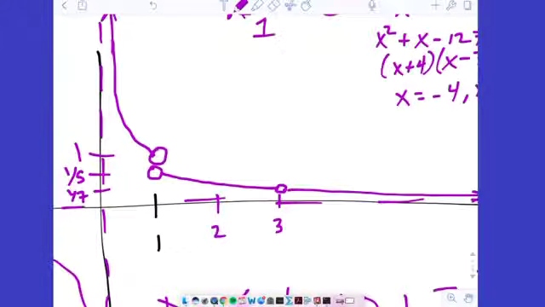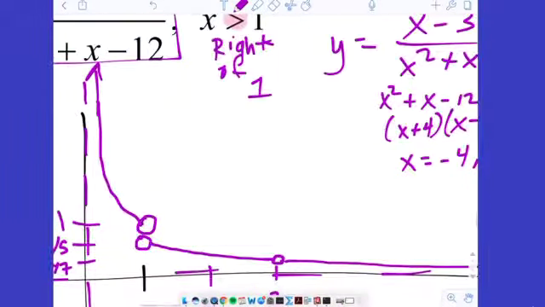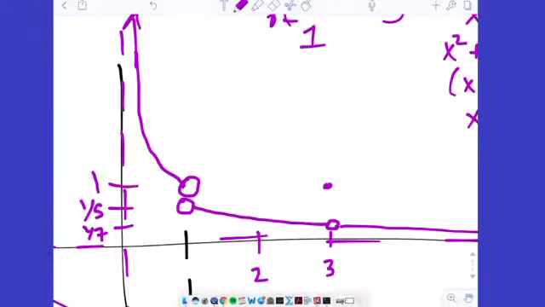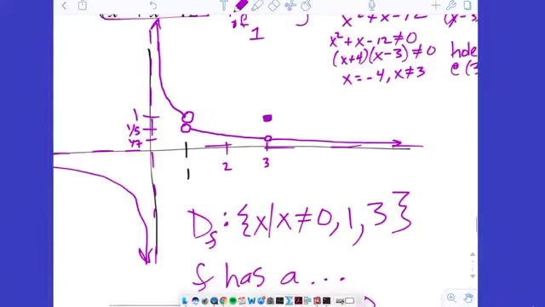Now what if I did come back into the piecewise function and said let f of 3 equal 1? Because I could easily do that. Would that still be a hole at 3?